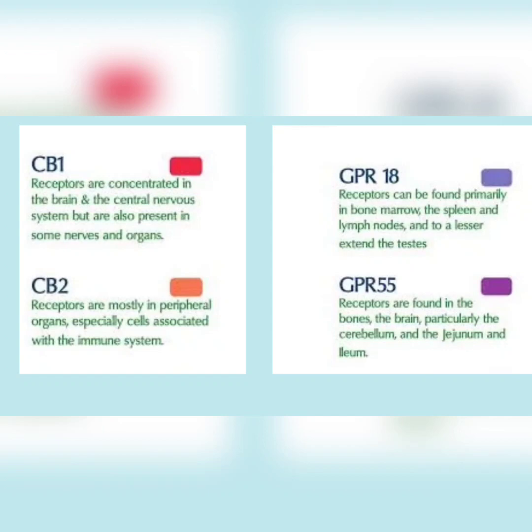The third one is the GPR18 receptors, which are primarily present in the bone marrow, the spleen, and the lymph nodes, and to a lesser extent in the testes. And finally, GPR55 receptors are found in the bones and the brain, particularly in the cerebellum and the striatum. So these are the receptors of cannabis.